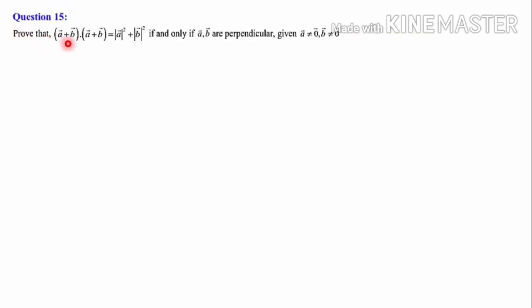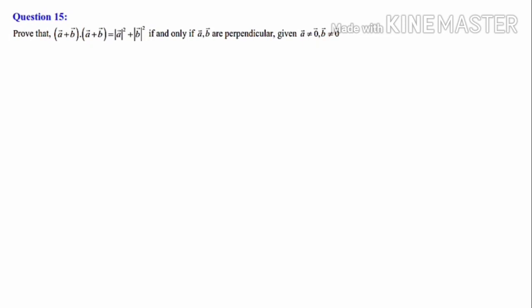Move on to question number 15. The question is, prove that (vector A + vector B) dot (vector A + vector B) is equal to modulus of A squared plus modulus of vector B squared if and only if vector A and vector B are perpendicular, given vector A is not equal to the zero vector and vector B is not equal to the zero vector.